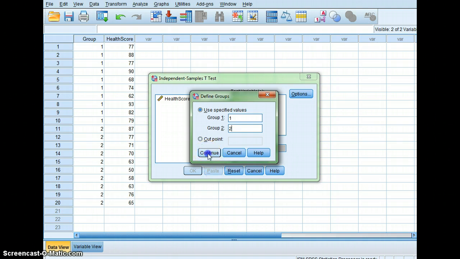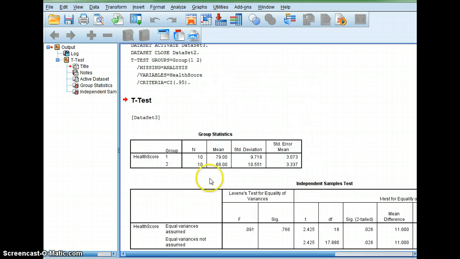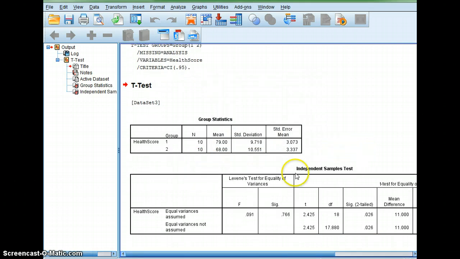and then hit continue. And then my test variable is going to be the health score. What was the health score for those that did the expressive writing and those that did not? So we'll go ahead and go OK. And first off, we get our group statistics. And remember that in our groups, each one had 10 people in it.